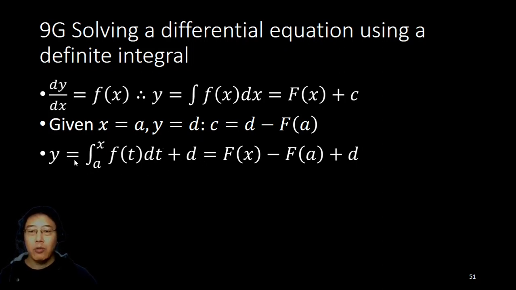So y will be the integral. This time I'm going to change it to be in terms of t, because the upper boundary is going to be a variable x, but the starting point is we're going to start from x equals a, or t equals a, and we're going to have plus d, which is the value of the integral for x equals, or t equals a. Alright, so bear in mind I'm going to reuse this formula consistently in the following examples.